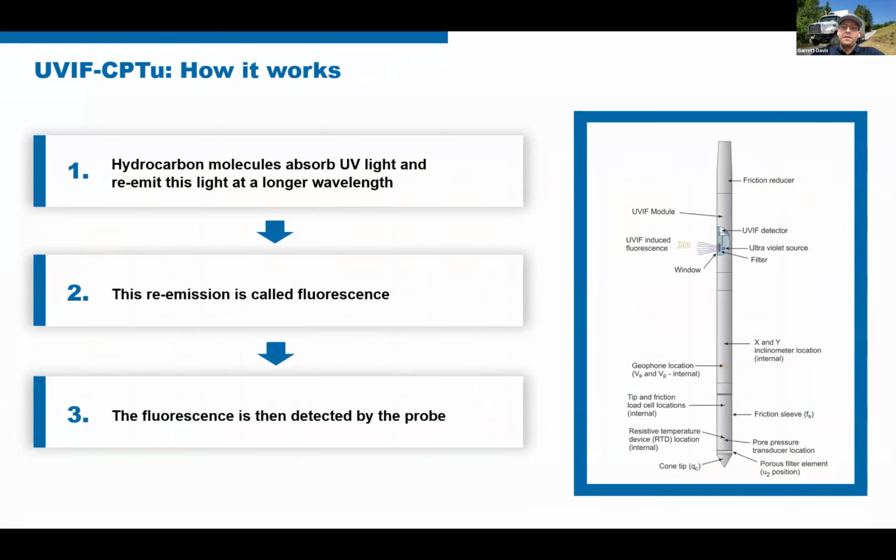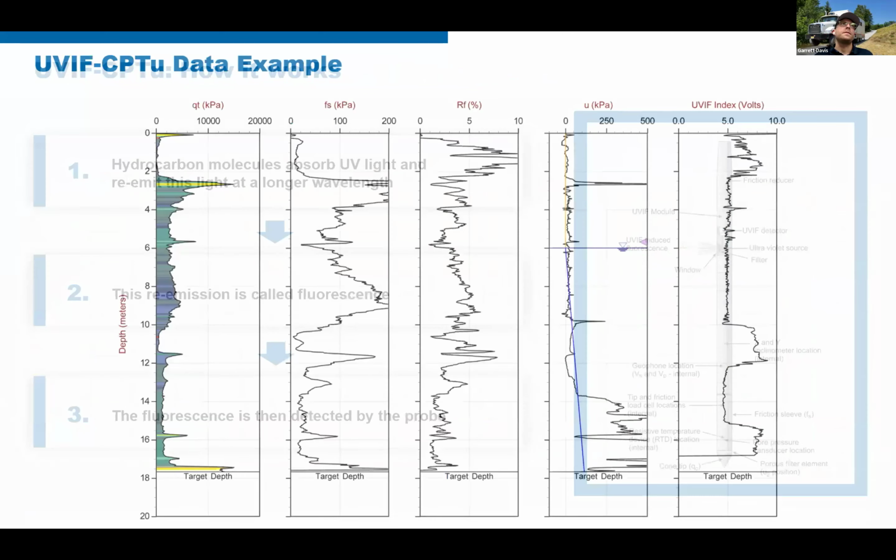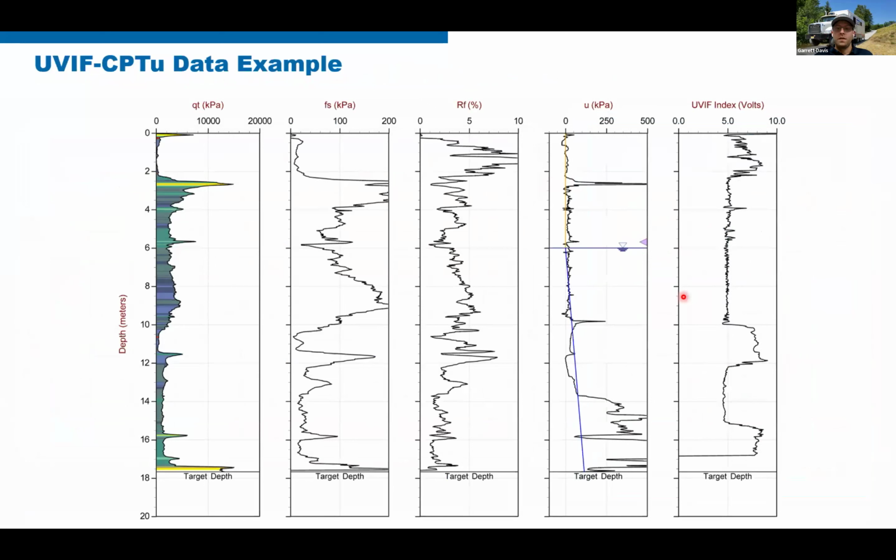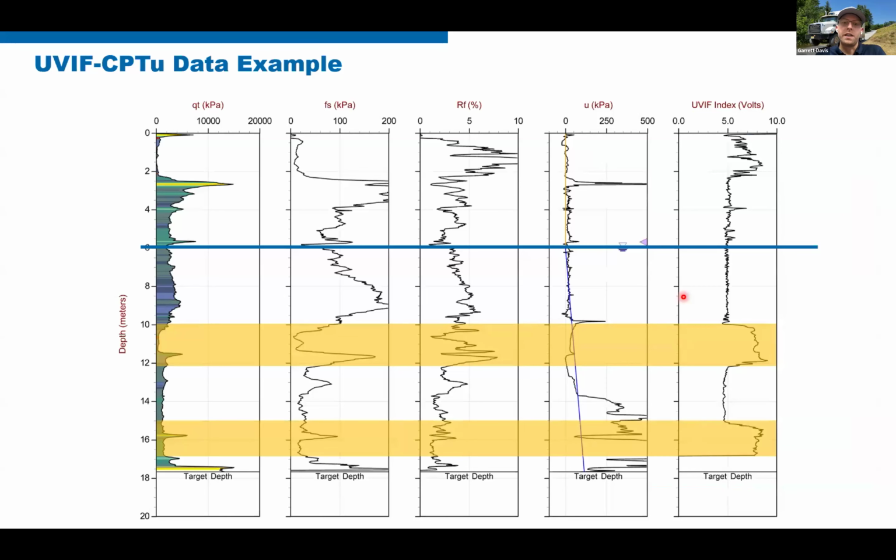Moving on to UVIF CPTU. This uses ultraviolet induced fluorescence to excite hydrocarbons through a sapphire window, and the probe detects the fluorescence. So the presence and absence is what the UVIF will generally give you.